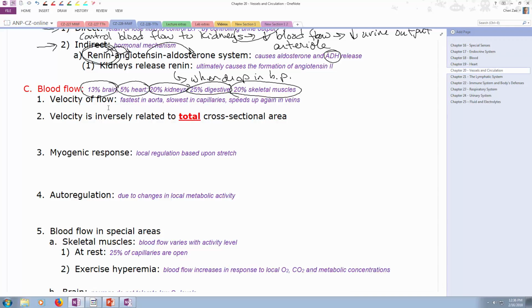Velocity of flow. Well, the speed of blood moving through an area. It is fastest in our aorta, slowest in the capillaries, and then will actually pick up again as we get into the veins, because we do want the blood to get back to the heart when that happens. But we want it slow in the capillaries so that we actually have nutrient exchange. So this is important for nutrient exchange, because nutrient exchange is diffusion dependent.